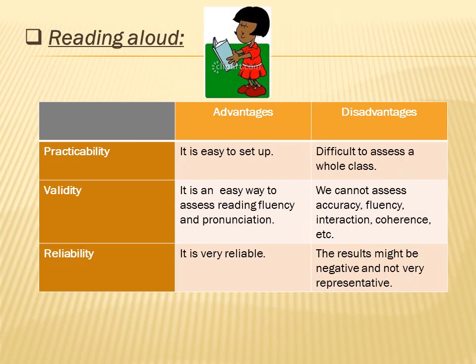Another skill we can assess is reading aloud. The advantages of reading aloud are that it is easy to set up. It is an easy way to assess reading fluency and pronunciation, and it is very reliable. But we also have to take into consideration the disadvantages, because it is difficult to assess a whole class. We cannot assess accuracy, fluency, interaction, coherence, etc. And finally, the results might be negative and not very representative.